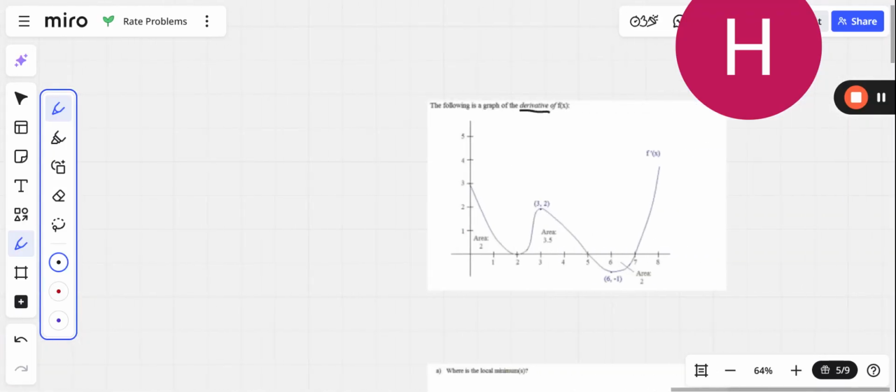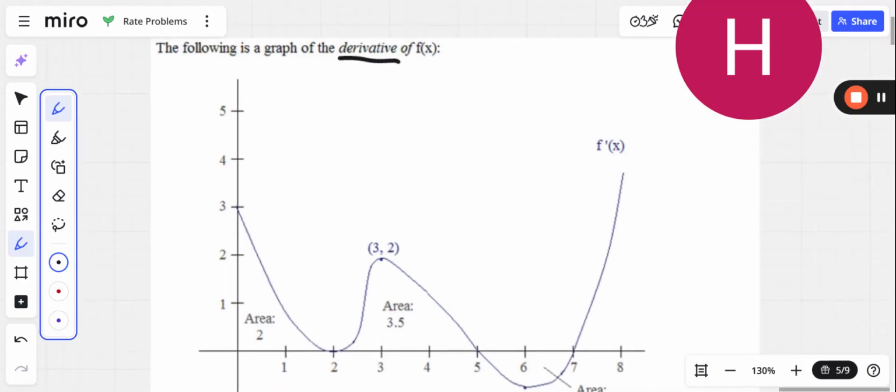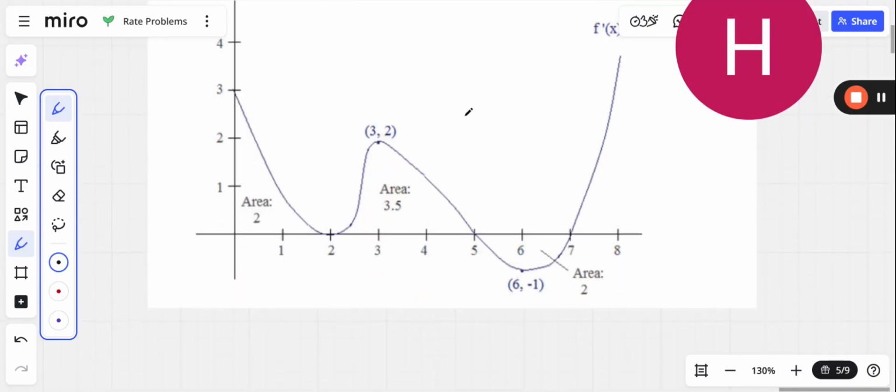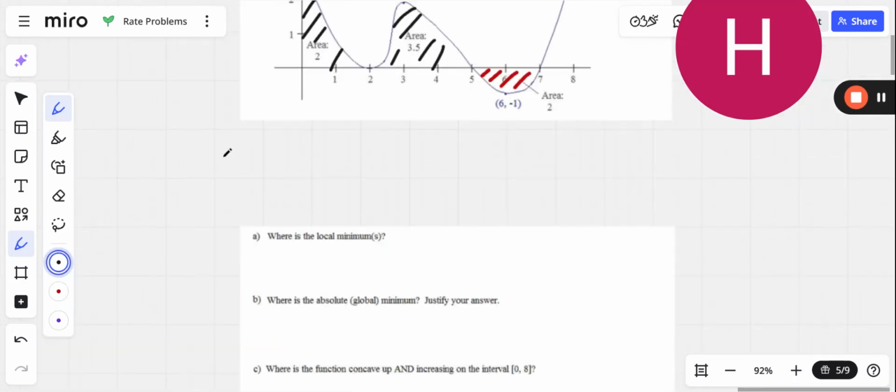Okay, and let's look at this final problem, which again gives us a rate, it gives us a derivative. This graph is the derivative, so we're going to probably have to use some fundamental theorem of calculus. I see that we're given areas of these regions underneath the curve, and this region is an area of 2. Notice it's negative, so I'm actually going to put some red lines there. Okay, and this should help us out a lot. Let's look at the questions.